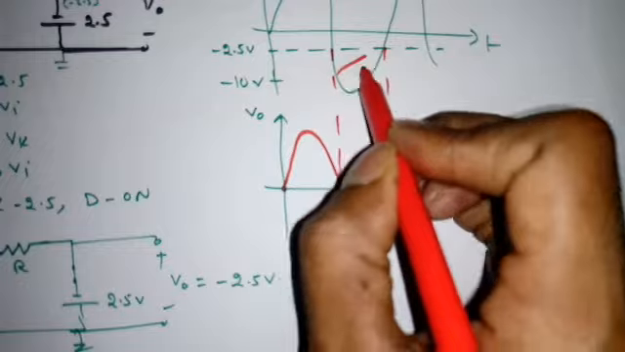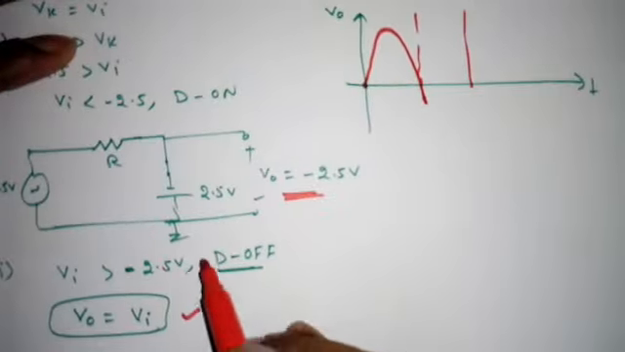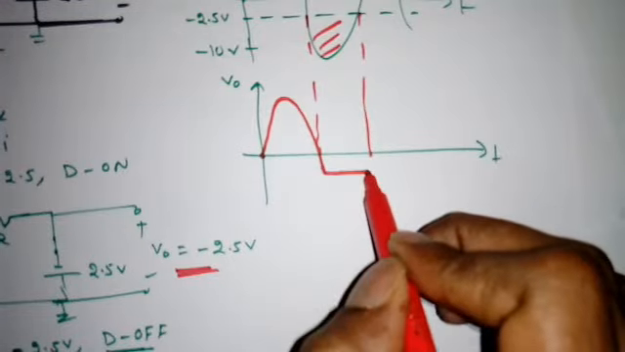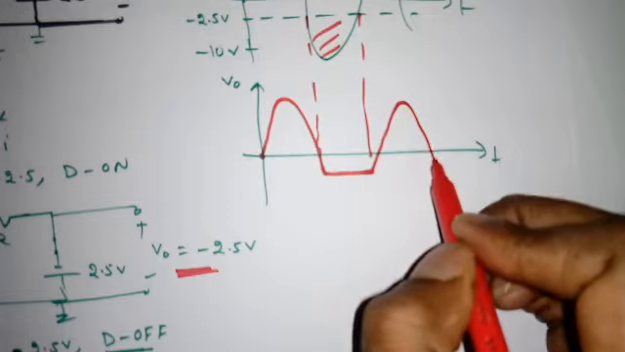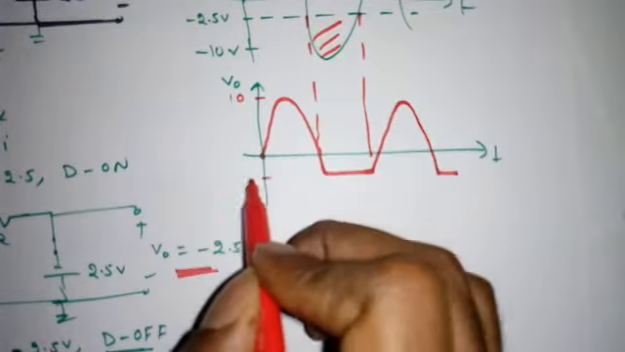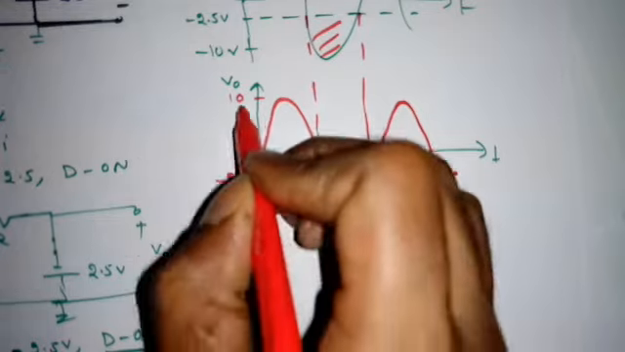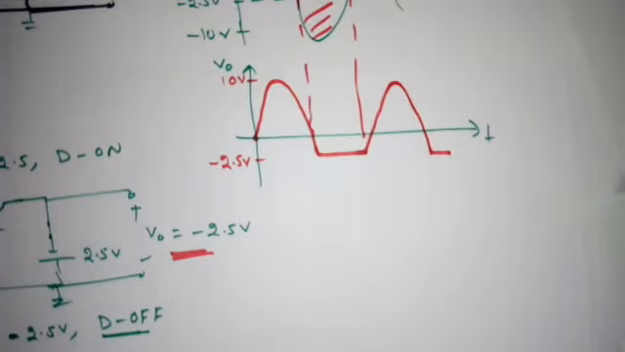Now when Vi is less than minus 2.5, that is the negative half cycle, what is the V0? Minus 2.5. So minus 2.5, and it is clipped like this. What is the maximum? 10. What is the minimum? Minus 2.5 volt. This is the 10 volt. Now still it is negative clipping only.